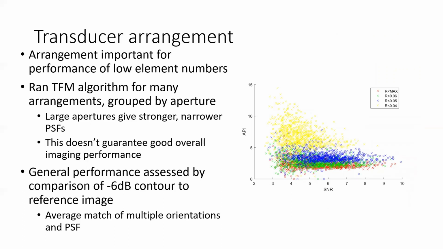running a PSF, a point spread function imaging test for several thousand randomly selected arrangements grouped by the size of their aperture. So this plot on the right here shows how each of these random arrangements scores in terms of signal strength, represented by signal to noise ratio on the x-axis, and in terms of resolution, shown by API on the y-axis. So a tight resolution is represented by a low API.